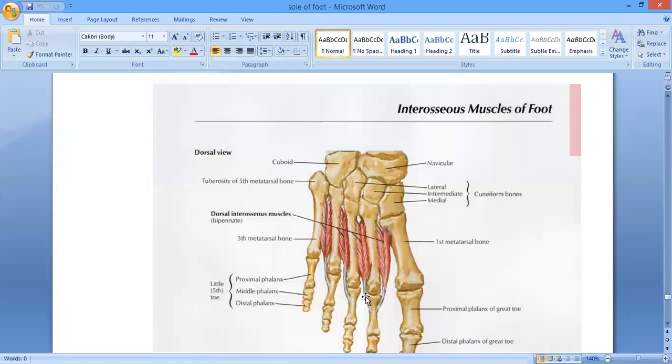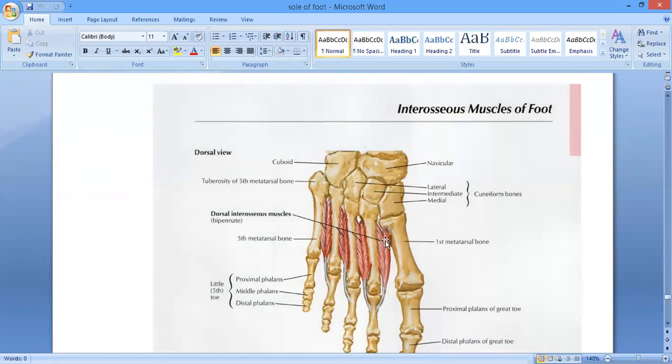Okay, it has insertion at two places. Here the extensor expansion is also there, right? On the dorsal aspect we have got the dorsal extensor expansion. So they are going to insert over the extensor expansion also. Just like we studied with the lumbricals, that lumbricals are also going to be inserted over the extensor expansion. Clear? So they have got a different pattern.